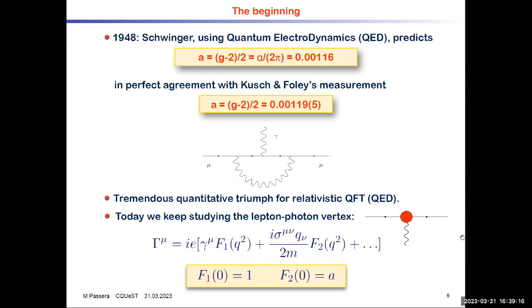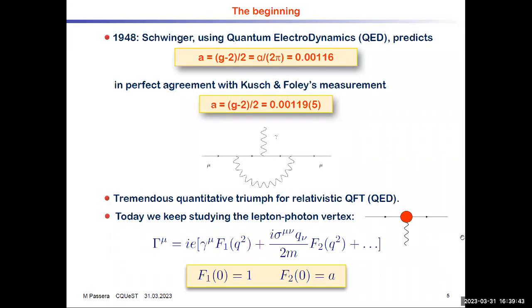Okay, in the Dirac equation, g is equal to 2, as you all know, but in quantum electrodynamics, in 1948, Schwinger, using QED, obtained this value, which is not 0. It is 0.00116, and so on. So it's alpha over 2 pi. It's a very famous result. And this very famous result was, in fact, in perfect agreement with the measurement of Kusch and Foley.